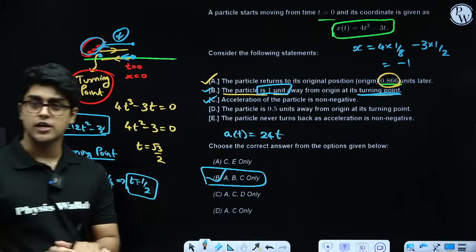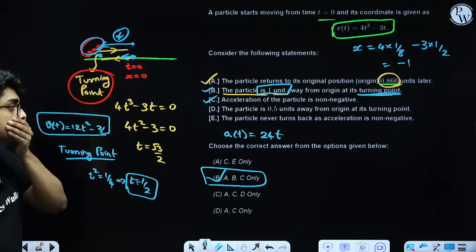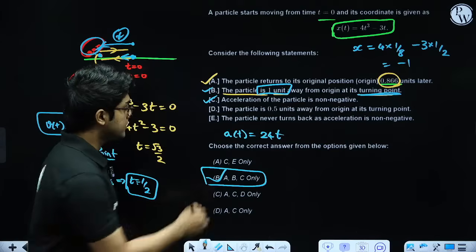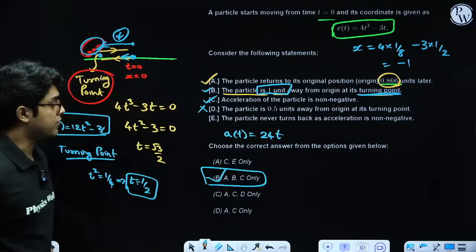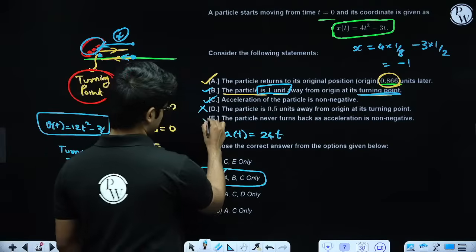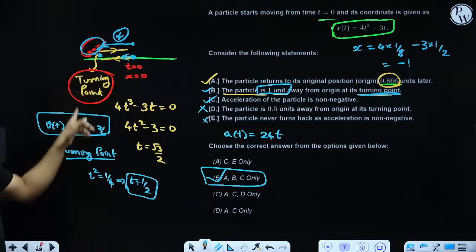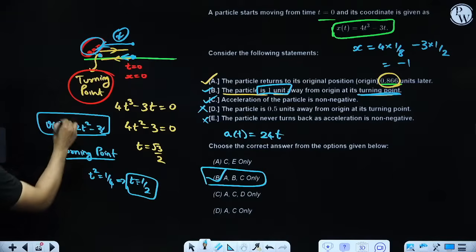You guys can check it out as homework. I mean, this is just clearly wrong because we proved that it's 1 unit away instead of half a unit. The particle never turns back. This is also not true, right? Because after t equal to half, it starts moving to the right. You can put values into the velocity expression to check that.